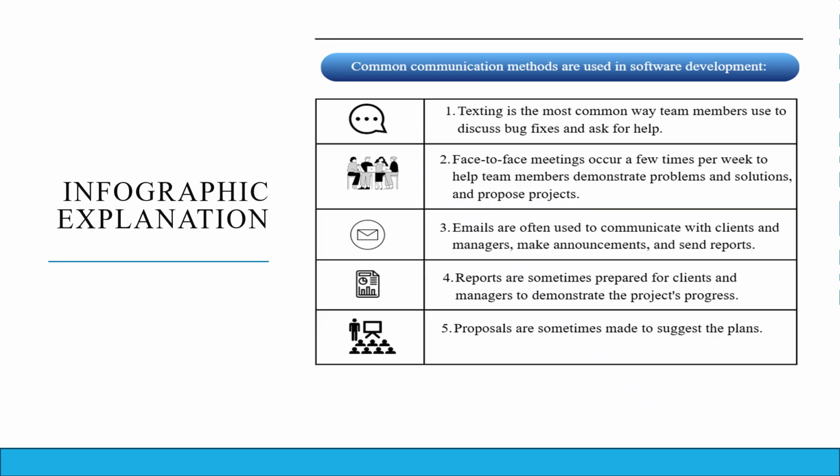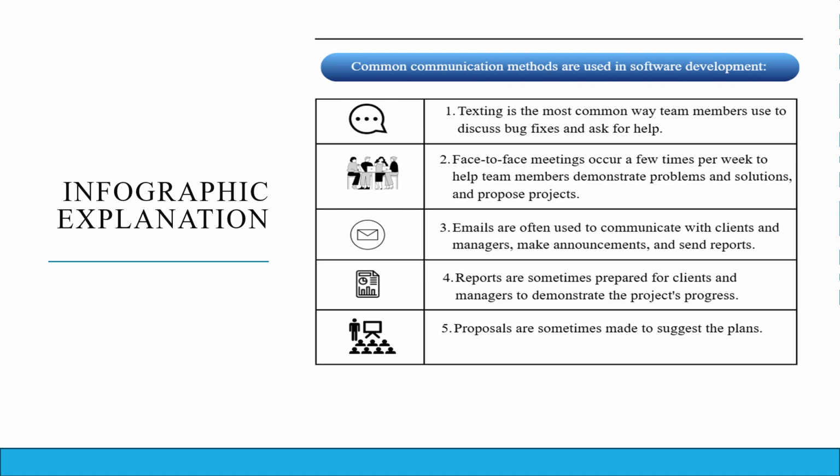So in here, the first one, texting. Texting is the most common way team members use to discuss bug fixes and ask for help. The second one, face-to-face meetings. They occur a few times per week to help team members demonstrate problems and solutions and propose projects.